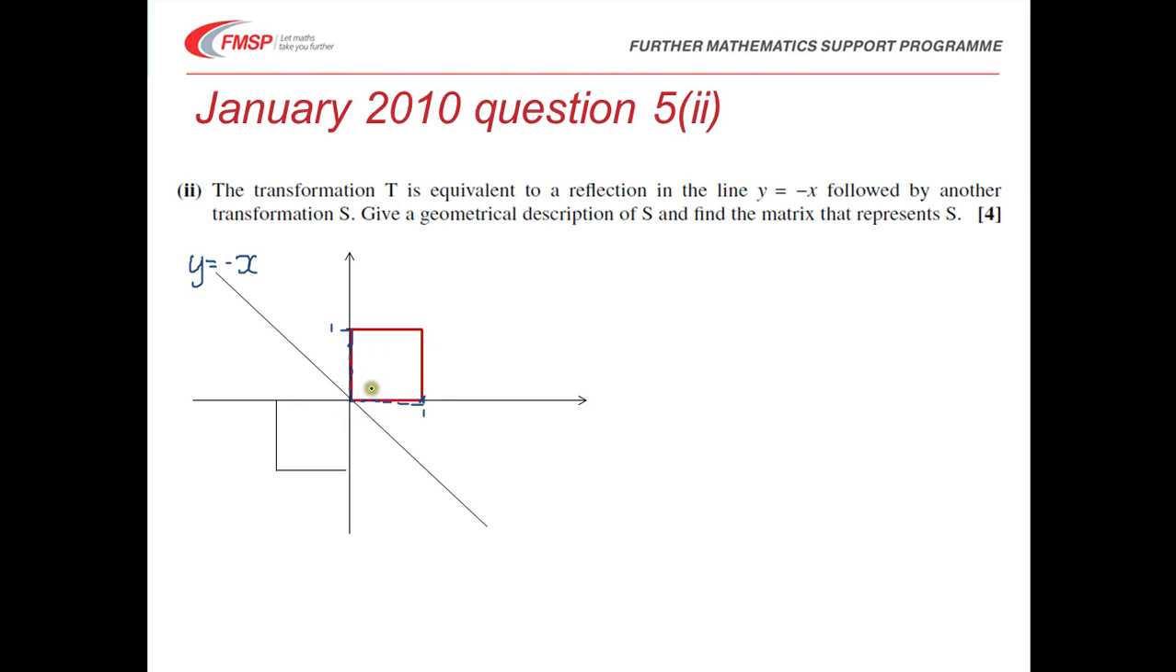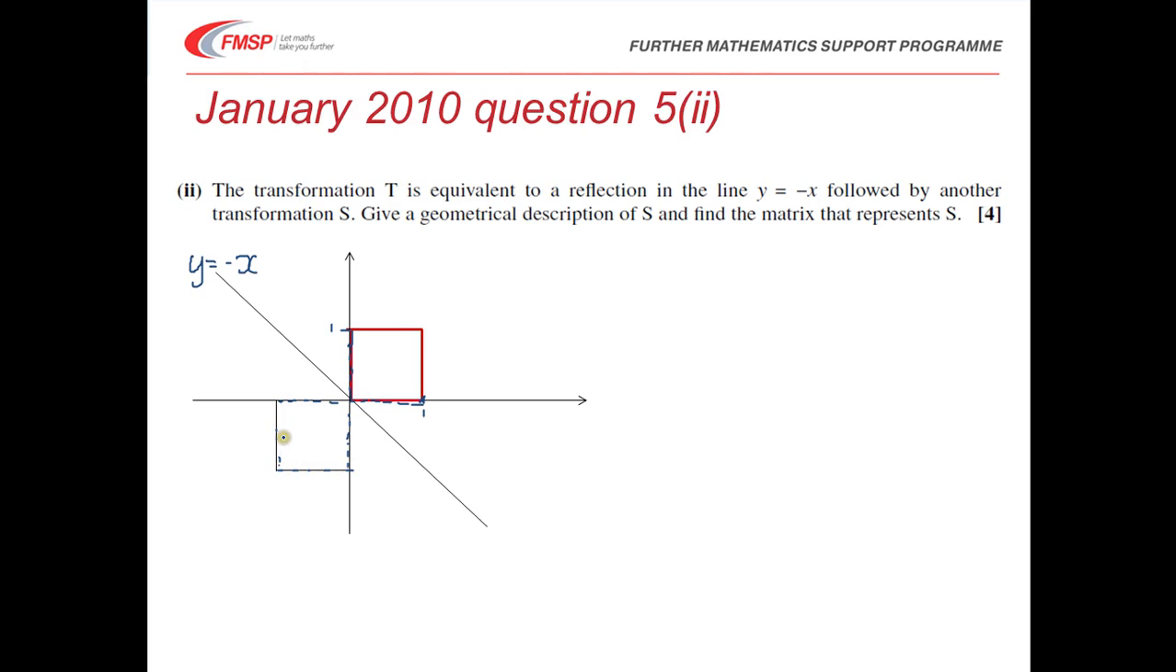If it is reflected in the line y equals minus x, then hopefully you will see that this line has become here, and this line has become here. So we end up with the image of our unit square down here. So this is now the image. But of course that's not quite what happened the last time.